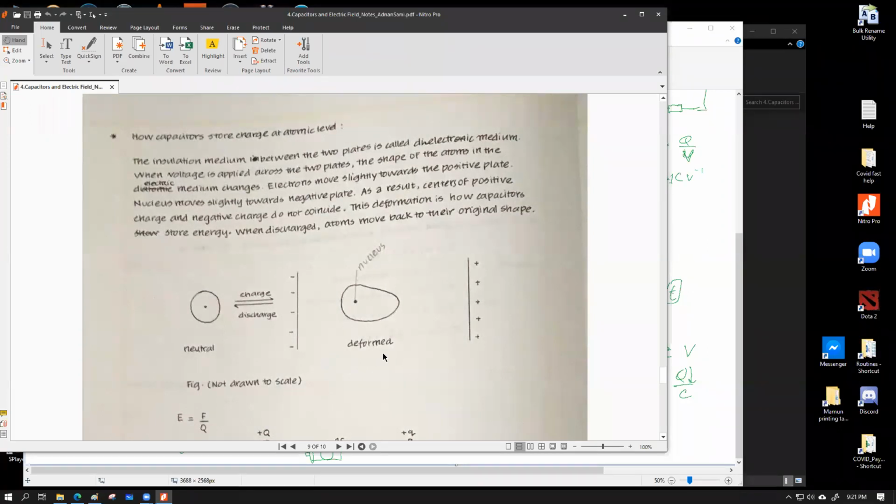So when the capacitor is discharged, all of these atoms come back to their original shape, and the energy that was earlier stored is given up. This type of energy is what we call electrostatic potential energy. We do not call it elastic potential energy, because the object does not get physically deformed. Atoms within the object become individually deformed by the effect of an electric field. So the name of this energy is electrostatic potential energy.